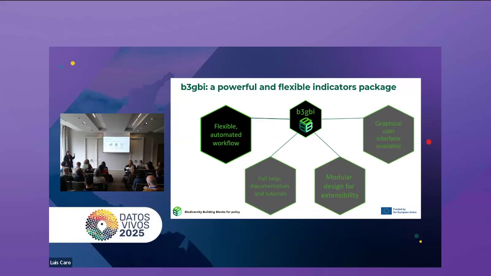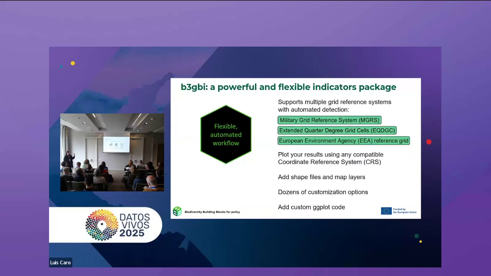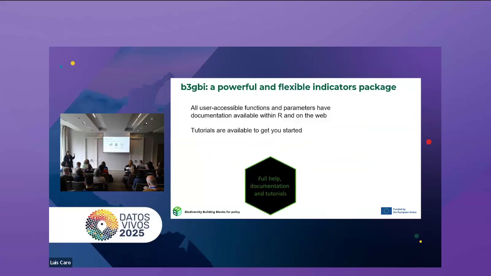So it is also quite a powerful package. It supports 3 different grid reference systems. You can use any coordinate reference system that you like, as long as it's compatible with your data. You can add shapefiles. You can add any map layer that's available in rnaturalearth. There are lots of customization options. And of course, you can add your own ggplot code if you want to. There is documentation available for all the user-facing functions. There's a tutorial to get you started.